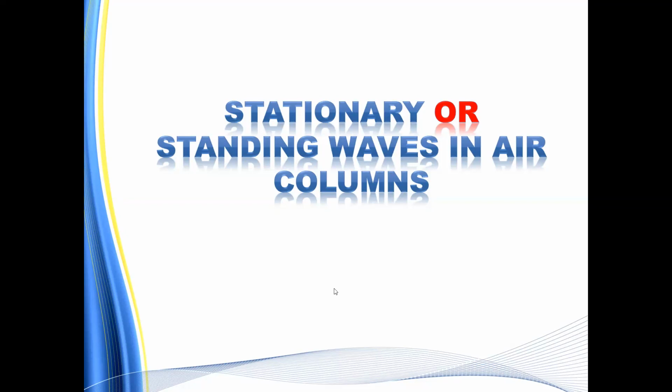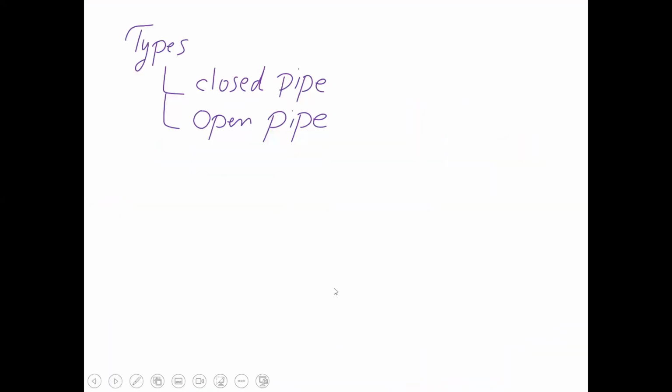We are resuming our class, and we had given this heading, stationary or standing waves in air columns. There are two types of air column. One is called closed pipe and second is called open pipe. You have to copy this.